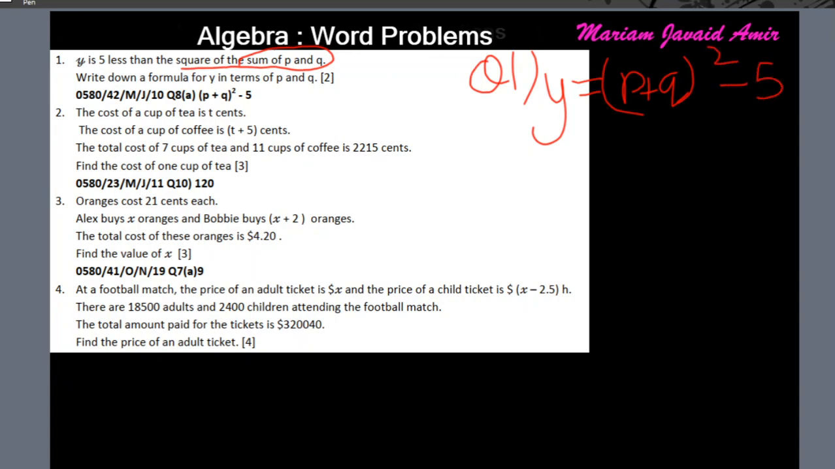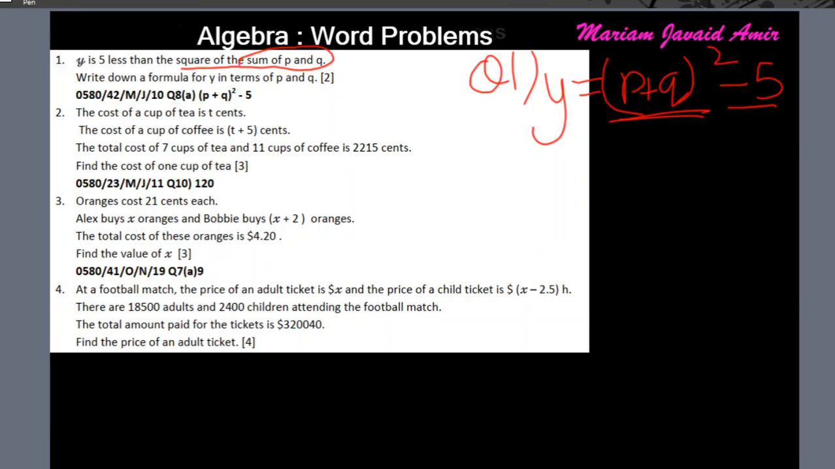So let's read the question again. y is 5 less than the square of the sum of the numbers. So this is the expression. We haven't been asked to solve it or do anything else to it. So this is the answer for part 1.